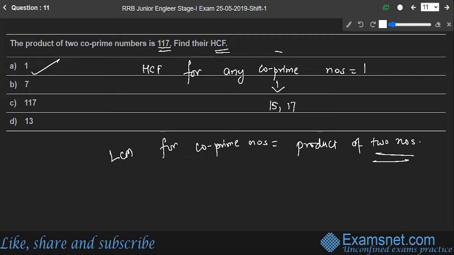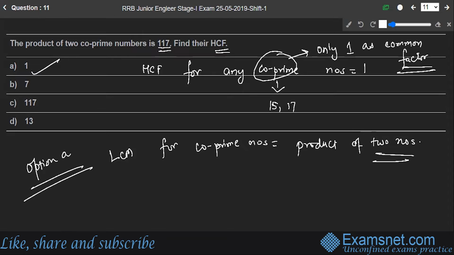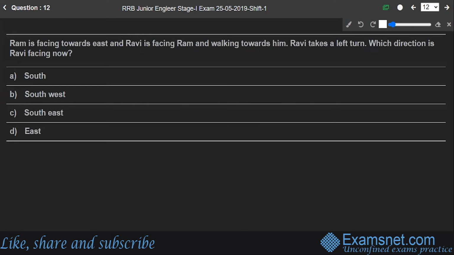Okay, so co-prime numbers have only 1 as the common factor between them. So here you have the first option as the right answer. Hope you got that. Next, move to the next question, number 12.